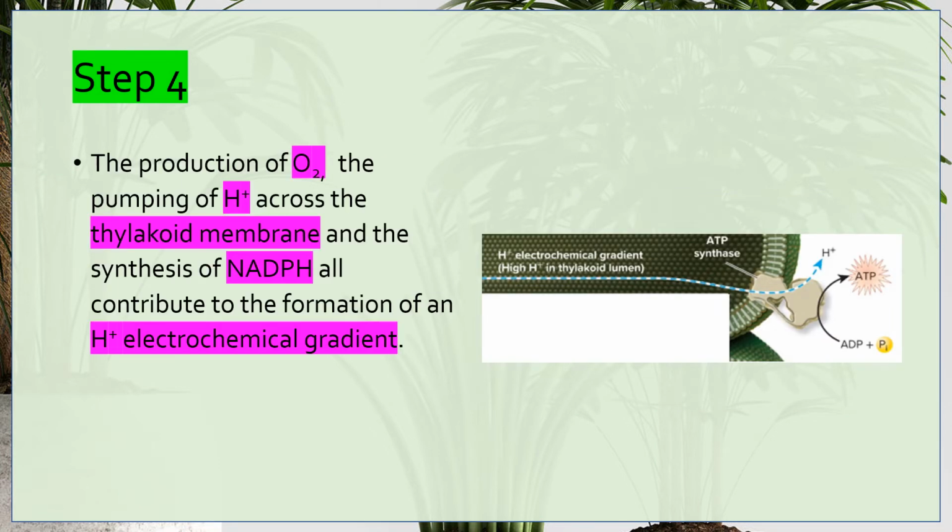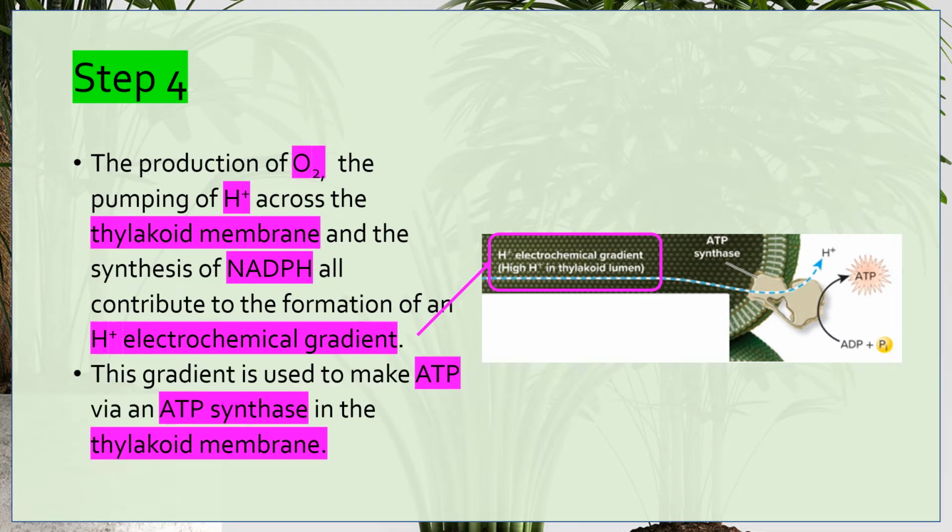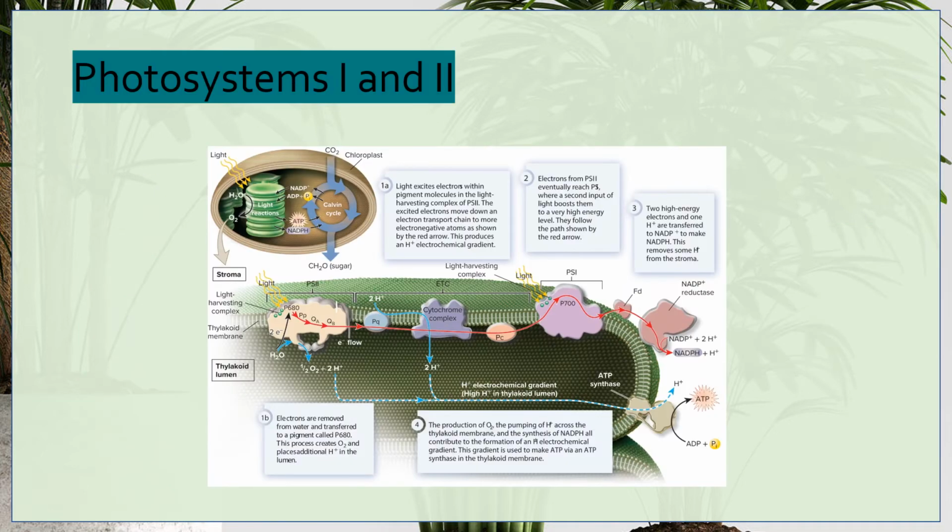In step 4, the production of oxygen, the pumping of hydrogen ions across the thylakoid membrane, and the synthesis of NADPH all contribute to the formation of the hydrogen electrochemical gradient. This gradient is used to make ATP via an ATP synthase in the thylakoid membrane, just like it does in cellular respiration. That is the overall explanation of photosystems 1 and 2, explaining how they work together.